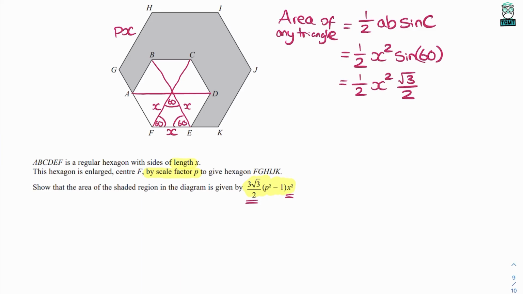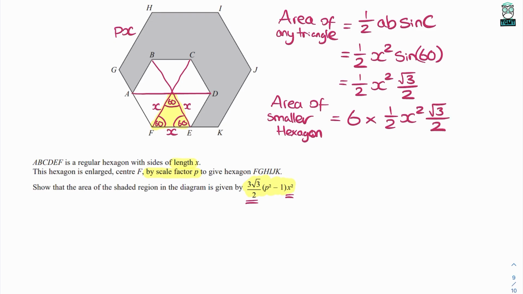Now the thing that I'm going to do first is, because that was only one of the triangles, and we know that in the hexagon we've actually got 6 of those triangles. So for the area of the hexagon, and let's call it the smaller hexagon, we'd want to multiply the area of that triangle by 6, because there are 6 of them. So we'd have 6 multiplied by our half x squared root 3 over 2.